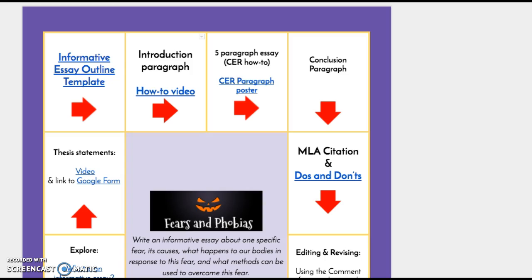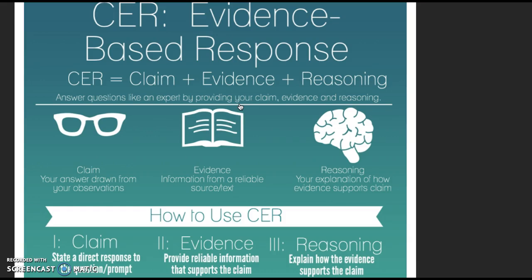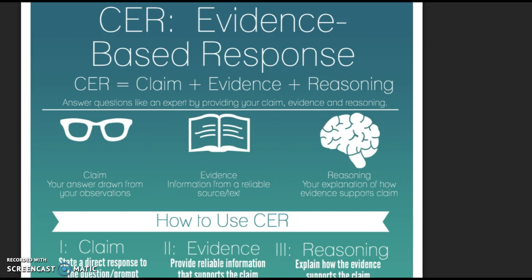So I'm starting out looking at my informative essay roadmap. And I'm looking at this box right here that has a CER paragraph poster. If you haven't looked at that yet, I want you to click on it and take a look, because this little infographic is showing you what a CER paragraph is. We call it a CER because it stands for claim, evidence, reasoning. That is basically the formula for writing these body paragraphs. You start with a claim, you back it up with evidence, and then you give some reasoning. And we're going to spend this video talking about what that means.